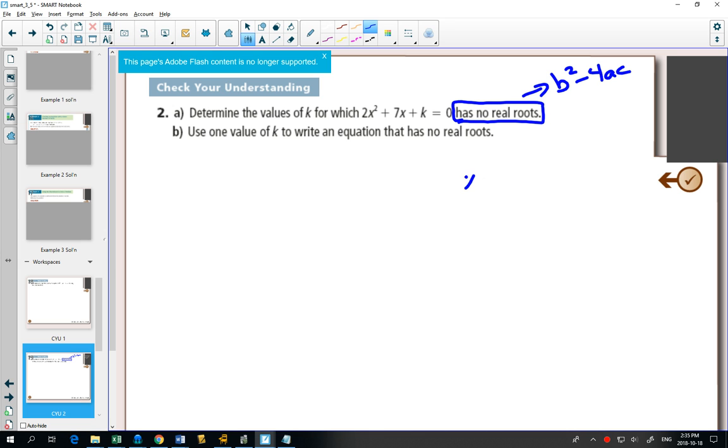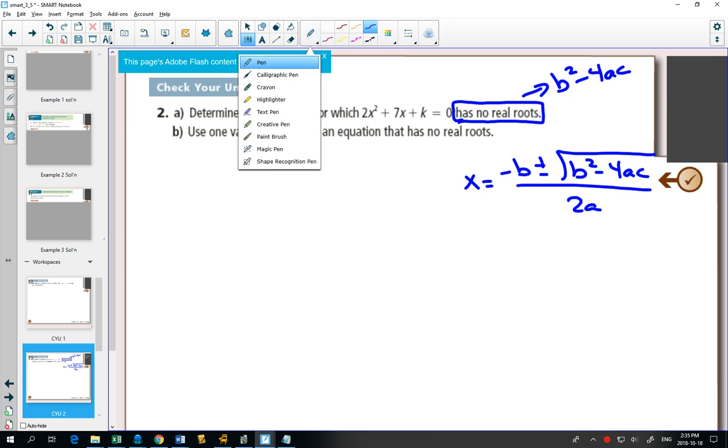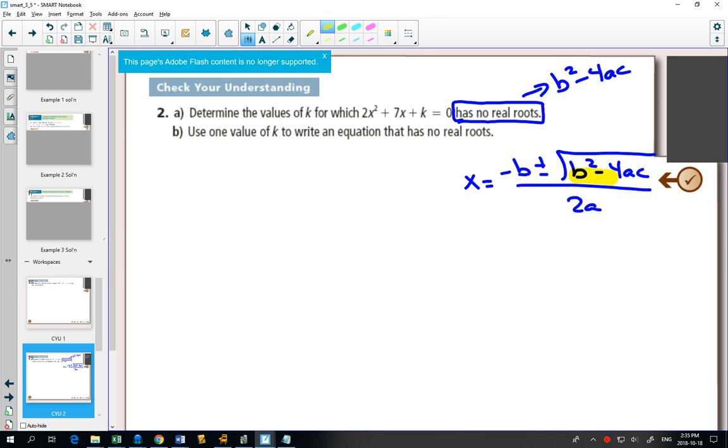Here, I'll write out the whole quadratic formula for you. The whole quadratic formula is there. The discriminant is this part of the quadratic formula. And that part of the quadratic formula tells us whether we have no roots, one root, or two roots, because you're plus or minusing something.